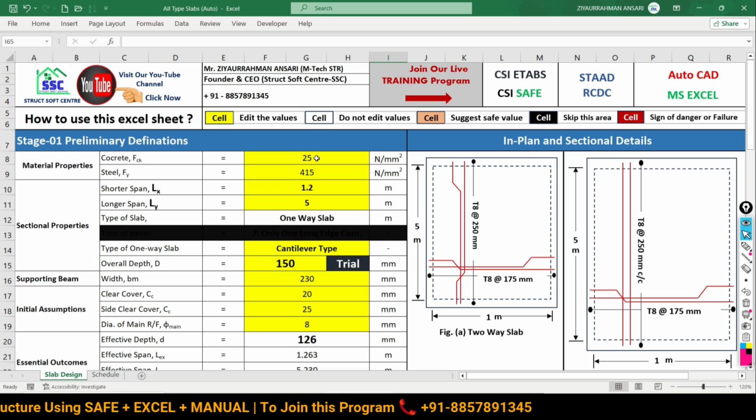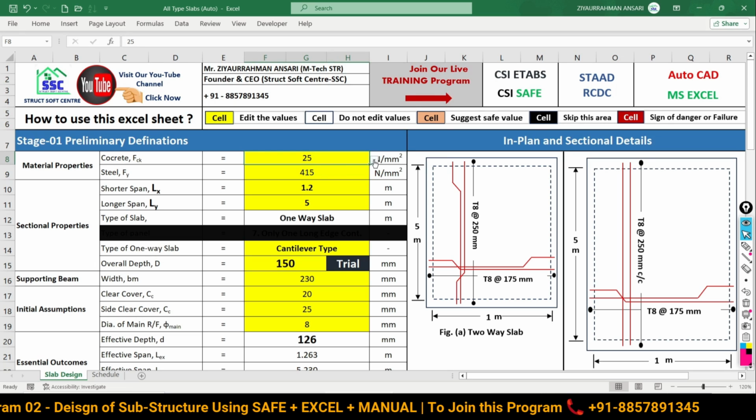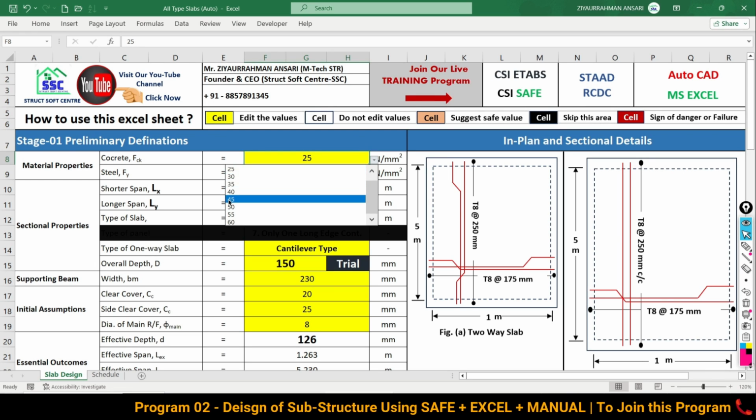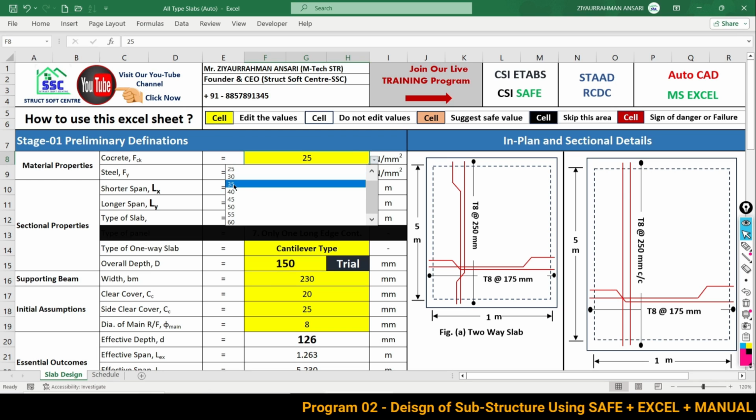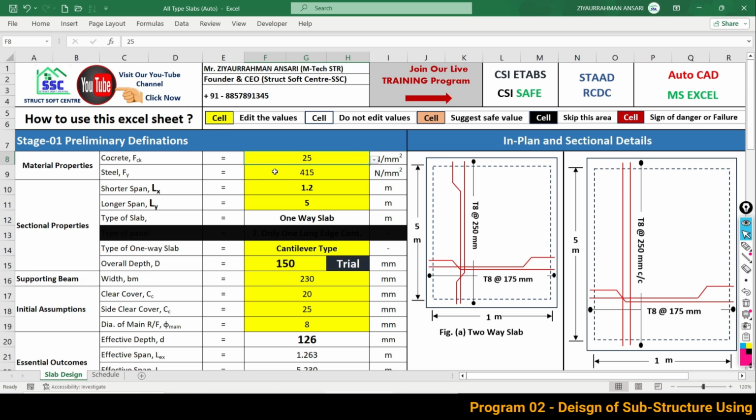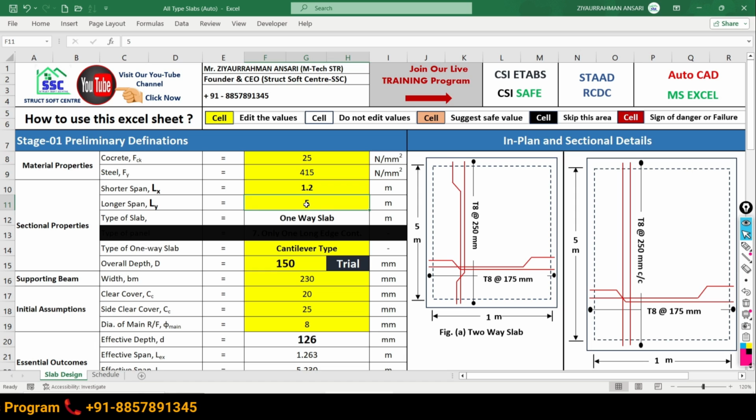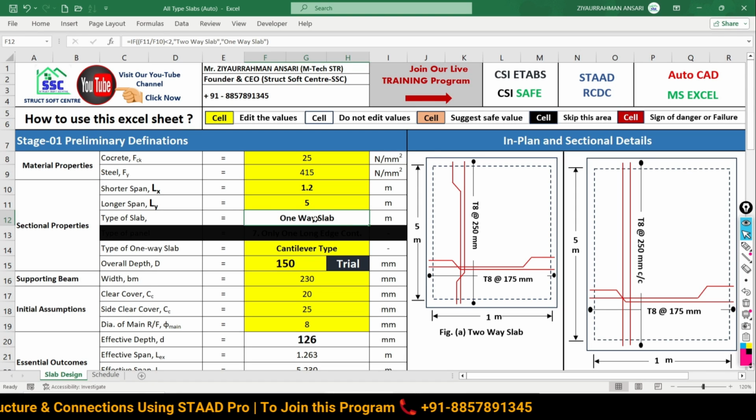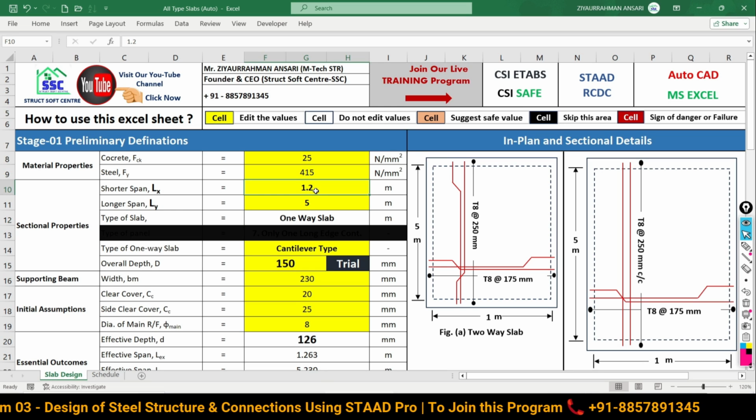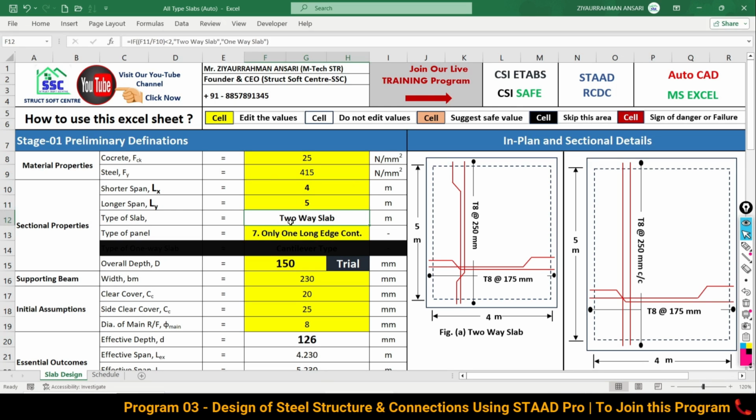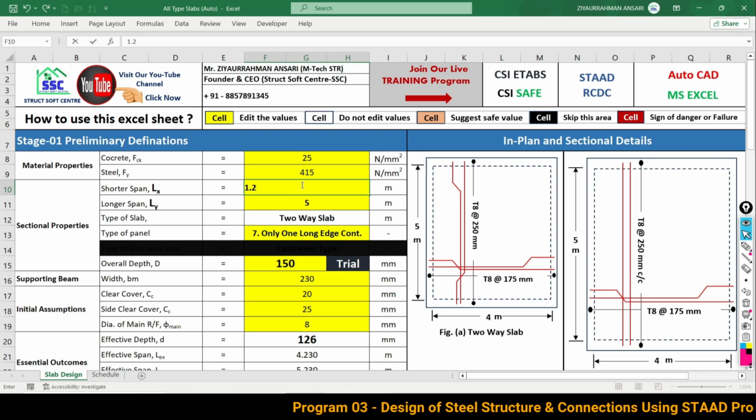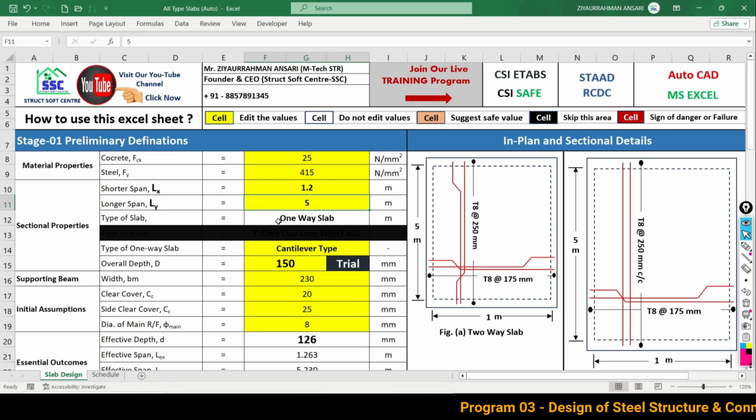So in our problem statement we said that we have to use M25 grade of concrete, so you can choose the grade as per your convenience, as per your problem statement. Drop down lists are there. Next, all the grades of steel are present here, you can choose your grade of steel. Then shorter span is 1.2, longer span is 5 meter. Now it is the type of one way slab, the sheet is going to decide by its own. If suppose I choose it as 4, obviously it is going to become a two way slab. So you just have to put the dimensions accordingly, your sheet is going to decide the type of the slab. So yeah, it is the one way slab.